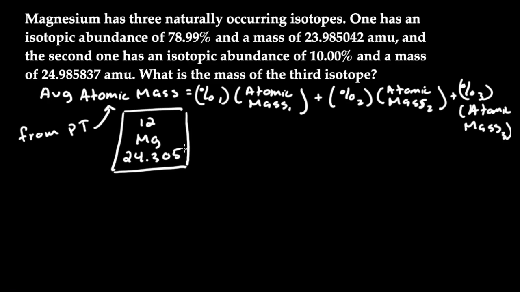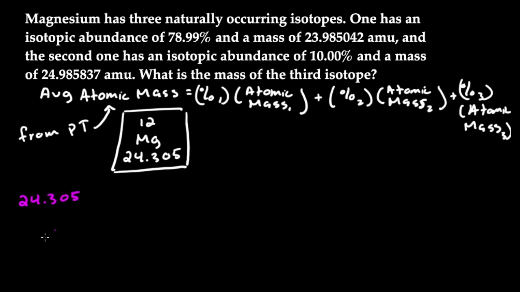And so this is what it typically looks like on the periodic table. Your periodic table might look a little bit different. You might have the 12 down here or something like that, but usually the Z number, or the number of protons, is up top, and the average atomic mass is on the bottom. And so this number right here is going to be right in here. And so what we're going to do is we're going to use this equation.